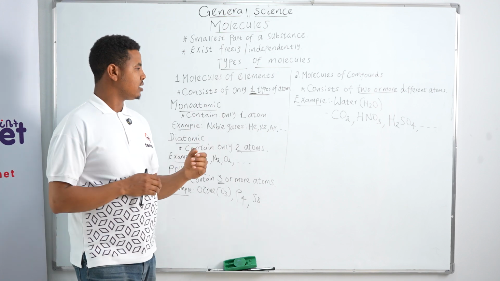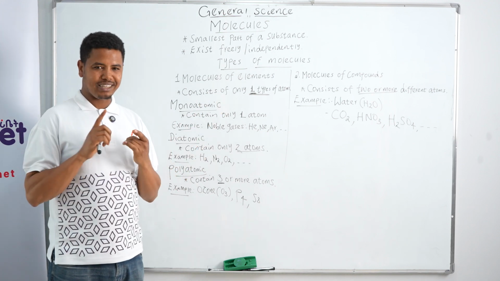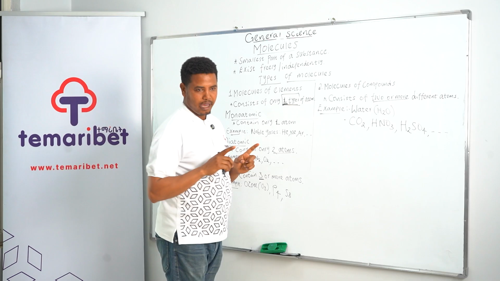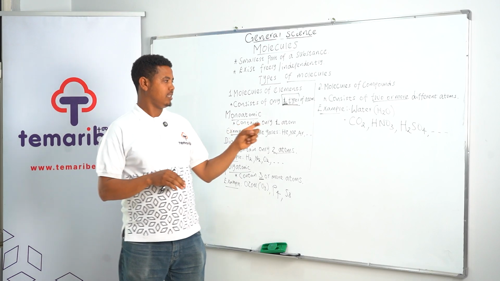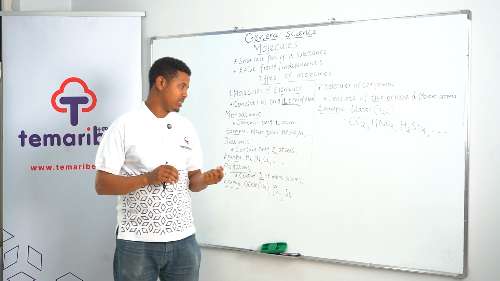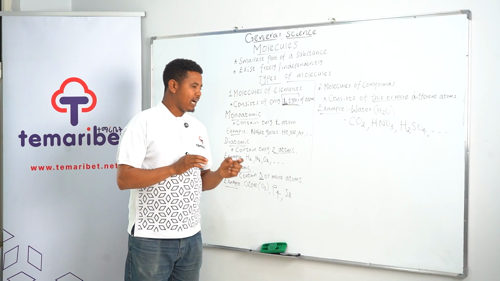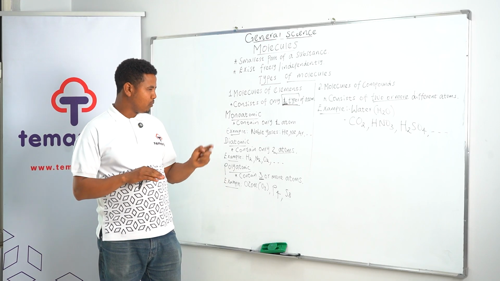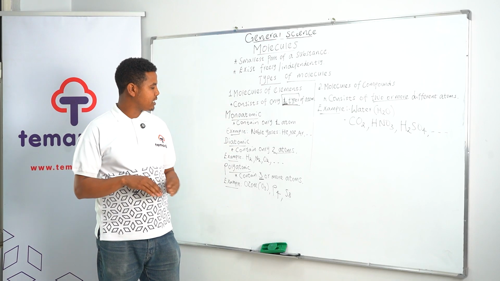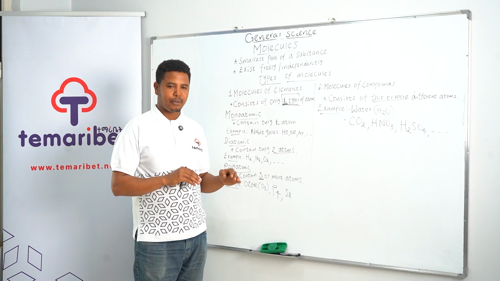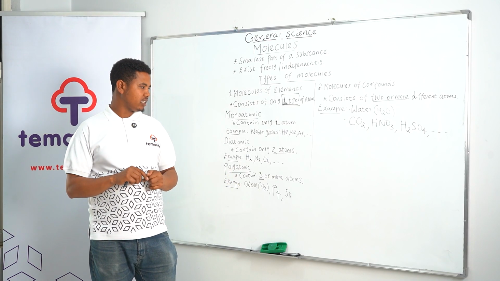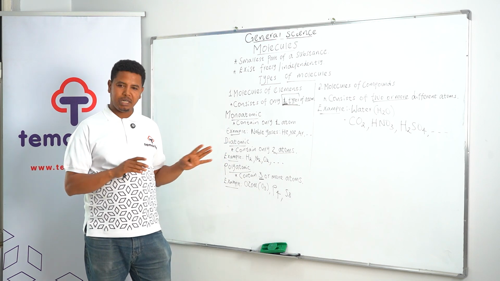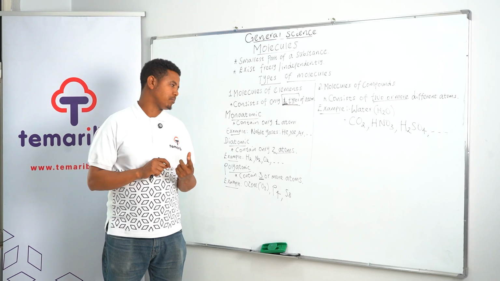Molecules of elements consist of only one type of element. They are made from only one type of element. It's not one atom, but they are made from one type of element. By the number of atoms they contain, we further classify molecules of elements as monatomic, diatomic, and polyatomic. Mono means one here.